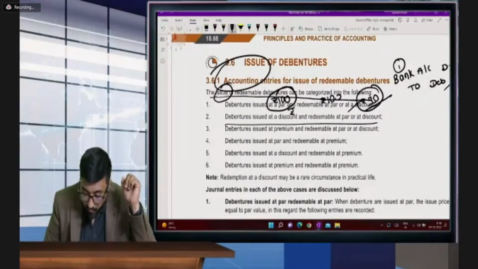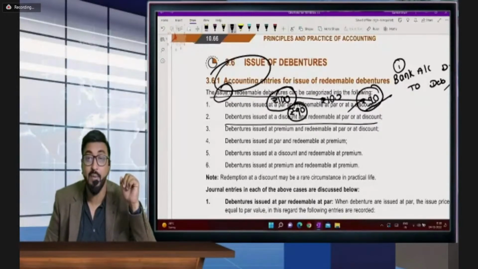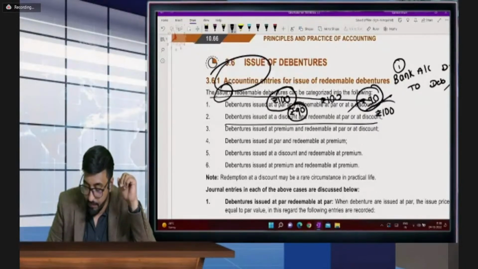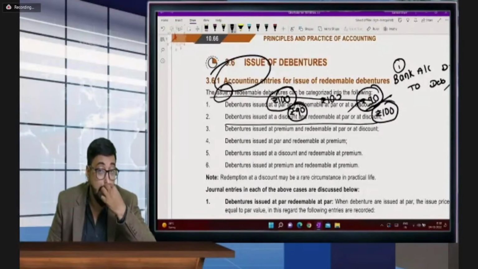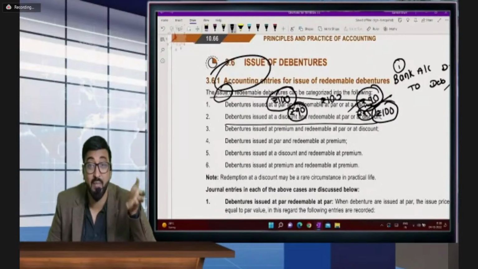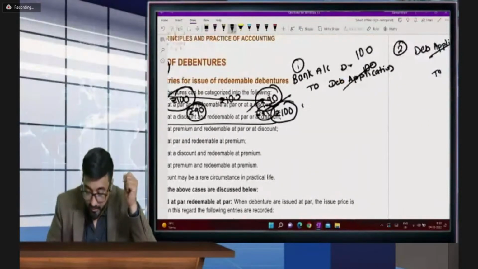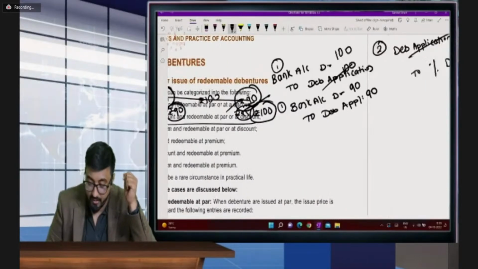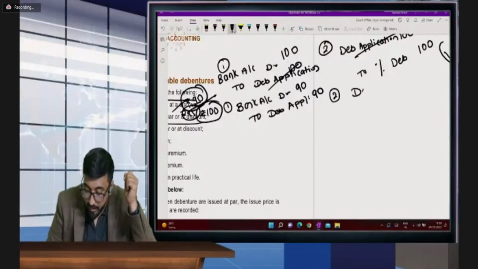Debentures issued at discount, 90. Today I am getting 90 rupees, but at the time of repayment I am paying 100 rupees, or maybe I am paying 95 rupees. Okay, still I'm in profit. Today I'm getting 90 and tomorrow I'm paying 100 rupees. Now think for the entry. The entry will be bank account debit to debentures application. How much am I getting today? 90.